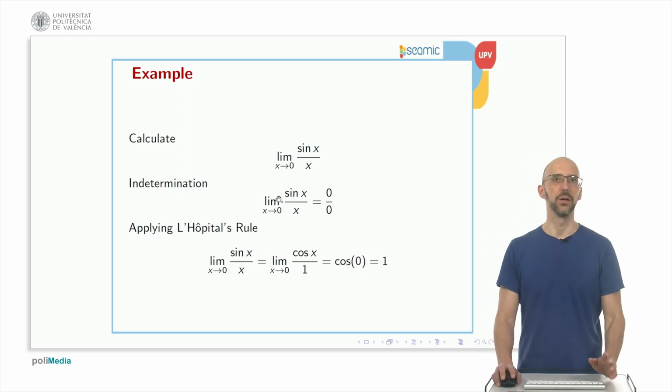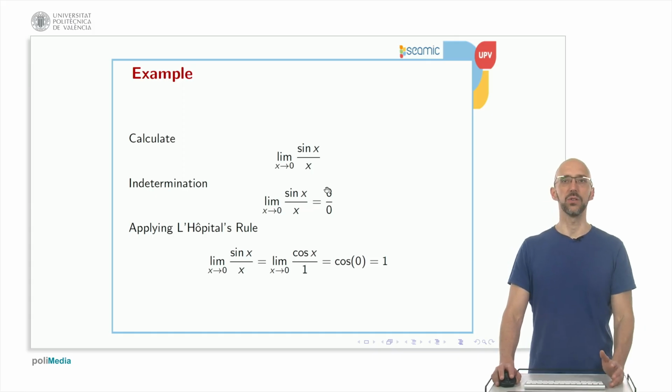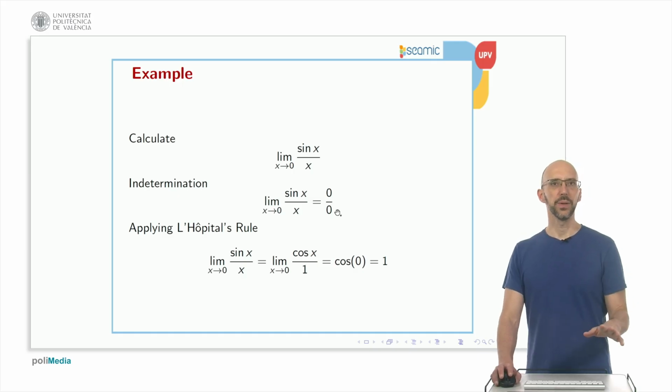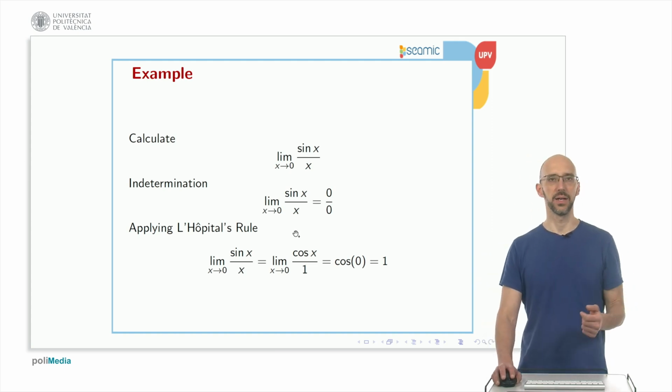Sine of 0 is 0, and x divided by 0, if you replace x by 0, is 0, okay? So this is the first type of indetermination we have, 0 over 0. Perfect, we can apply L'Hopital's rule. Sine is a differentiable function, x is a differentiable function. So let's try. If we apply L'Hopital's rule, then what do we have?